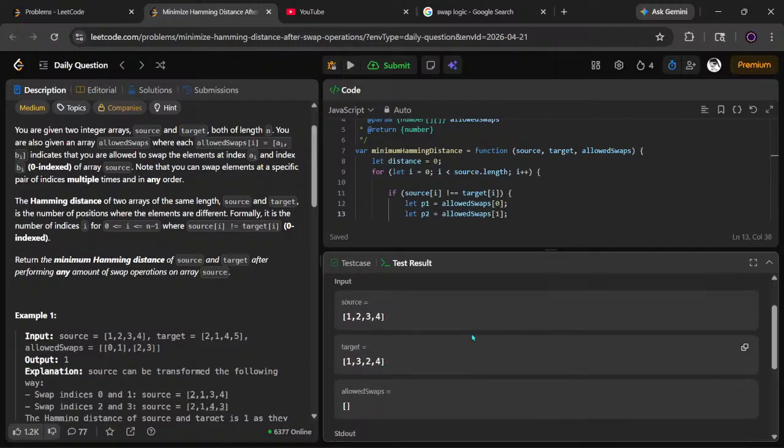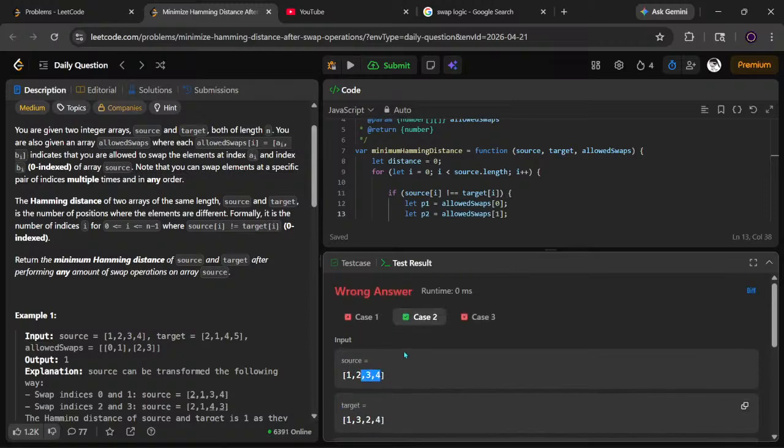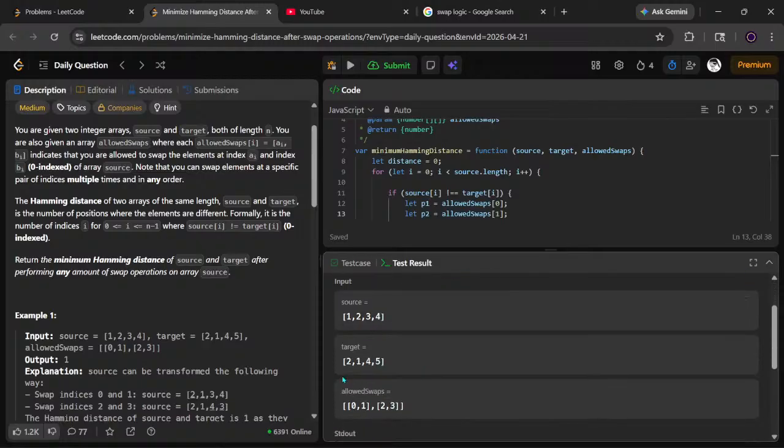Oh, okay. Whenever my target is not equal, then we are calculating. So here one is equal and two is not equal and three is not equal. So the answer is two. What about the rest? One is not equal to the two, and two is not equal to the one, and three is also not equal to the one.